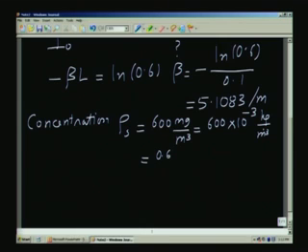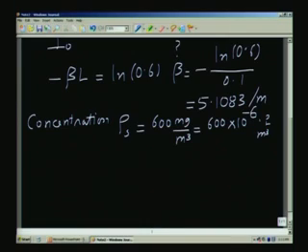I am sorry, this is not correct. 600 into 10 to the power of minus 3 kilograms per cubic meter, because 1 milligram is 10 to the power of minus 3. Actually, this is 10 to the power of minus 6. So, let me just correct it, because I am putting everything in terms of minus 6 kilogram per meter cube.